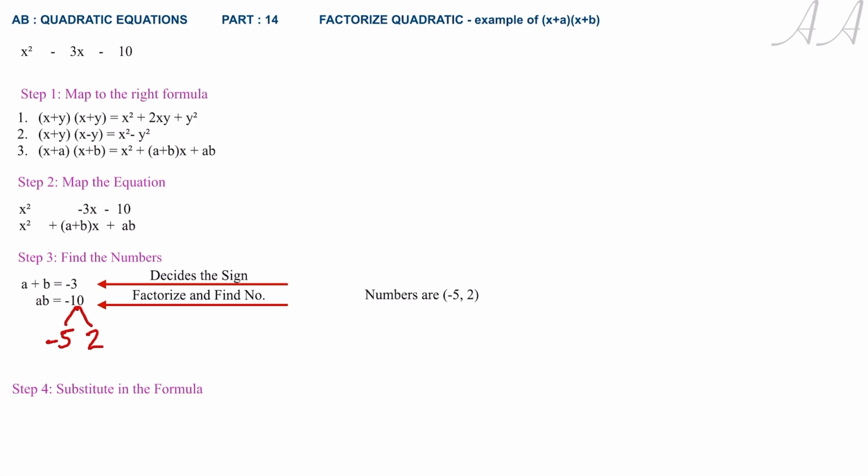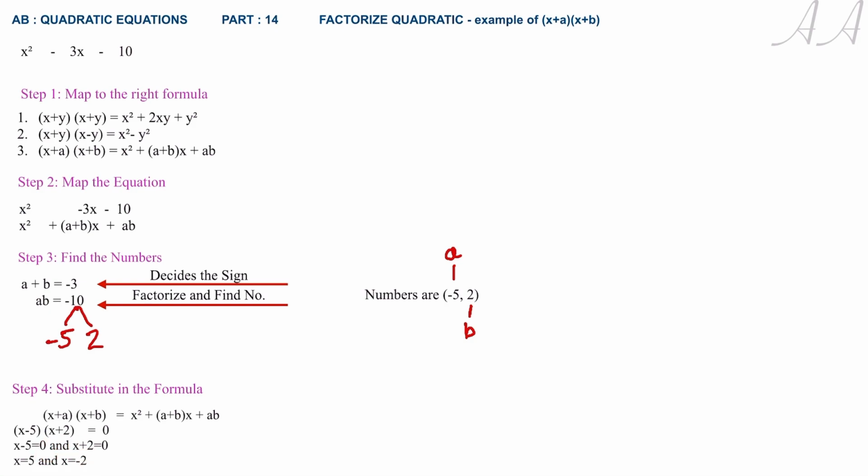Step 4 is substitute the formula. One more thing, minus 5 is A and 2 is B. So instead of A and B in our formula, we'll have minus 5 and plus 2. So our answer would be x minus 5 times x plus 2.